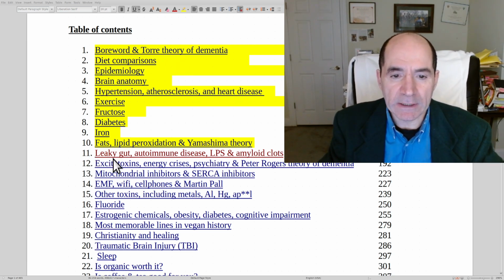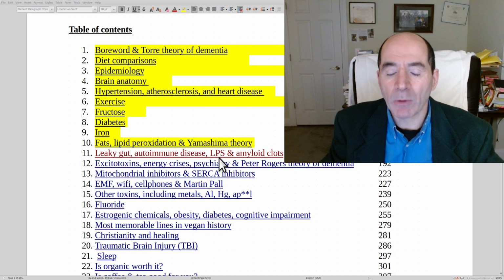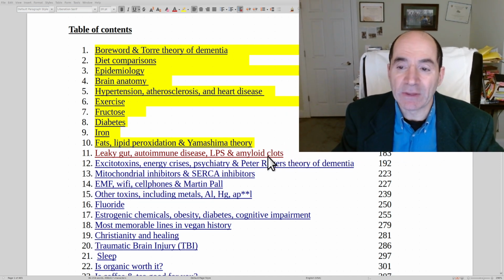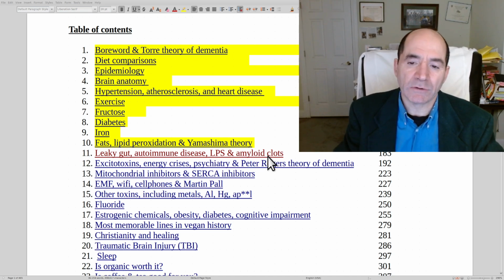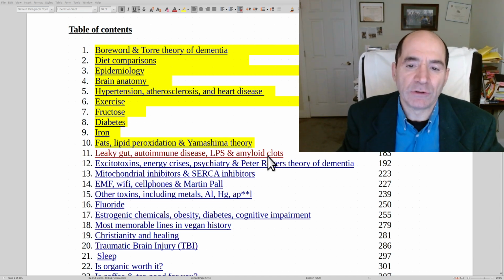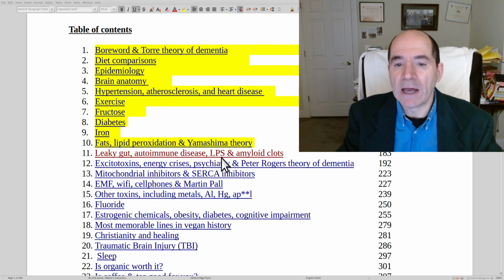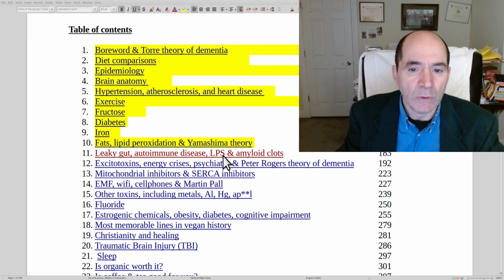And today we're doing leaky gut, autoimmune disease, LPS for lipopolysaccharide, and then also we're going to include a little bit of discussion of amyloid clotting. That's a really interesting subject. It's good to know about it. Also just the concept of amyloid in general. And the things that LPS does, gram-negative endotoxin, LTA, lipoteichoic acid, gram-positive endotoxin, also will do many of the same things. Okay, so let's go to the chapter here.